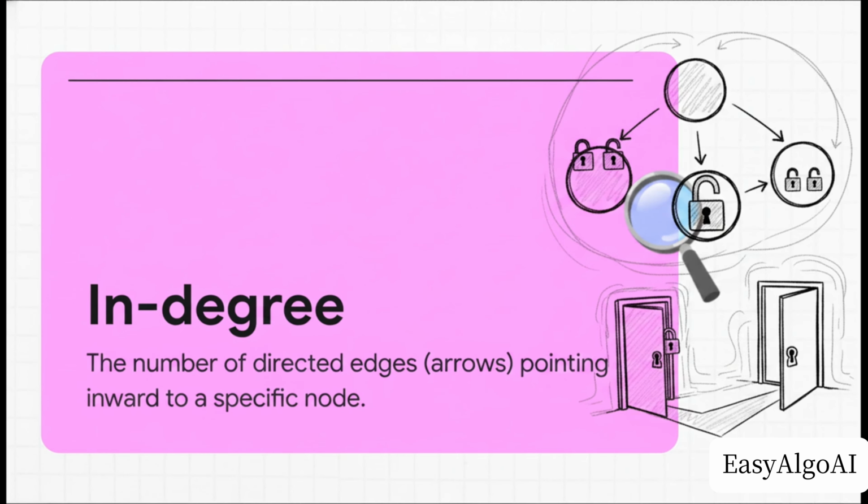Okay, here's the core definition that really makes the magic happen. In-degree is simply the number of directed edges, those arrows, pointing inward to a specific node. I actually really like to think of the in-degree as the number of locks on a course door. So an in-degree of 2, that means you've got 2 prerequisites you need to finish to unlock it. But an in-degree of 0, boom, the door's wide open, entirely unlocked, and we can just walk right in on day 1.